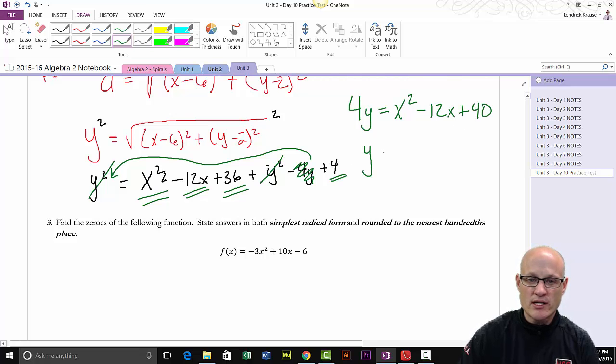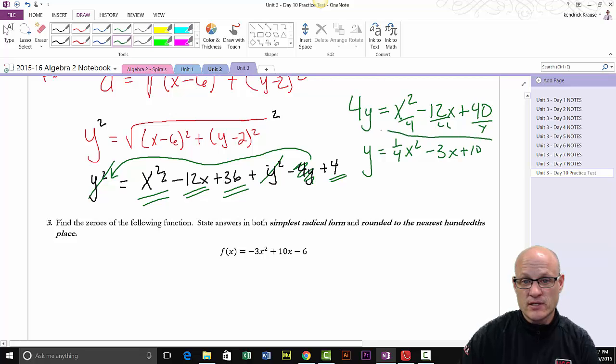So my equation is y equals 1 over 4x squared, because I'm dividing by 4, right? Divide by 4, divide by 4, divide by 4. Minus 3x plus 10. And there's my answer.